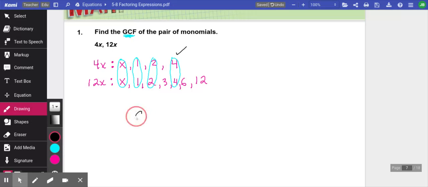So my GCF is equal to 4x. And I use the x because we see that's in both of those. We don't know what it's going to be, but it's going to be multiplied by whatever our greatest common factor is. So 4x is the GCF.